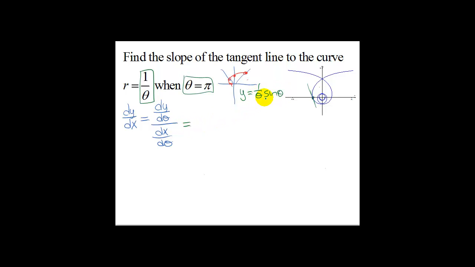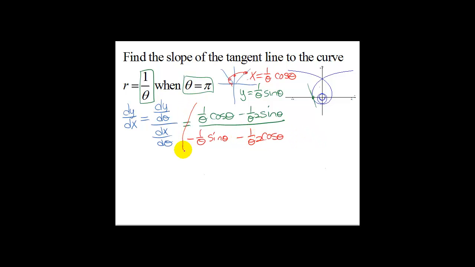So if we did the derivative, we need a product rule. First times the derivative of the second plus the second times the derivative of the first. That's negative 1 over theta squared. Now, if we looked at how x is connected, we know that x equals r cosine theta, and our r is 1 over theta. So 1 over theta cosine theta. So we've got another product rule. First times the derivative of the second plus the second times the derivative of the first.